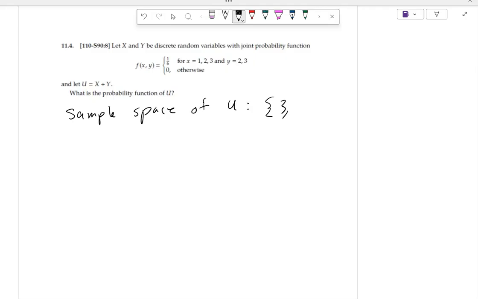Okay. 4, yep. 5, 6. Good. If x is 1, 2, or 3, and y is 2 or 3, then those are the possible values, right? So let's just go through. I'll call it f sub u, just to give it a different letter here. The possible values were 3, 4, 5, or 6.